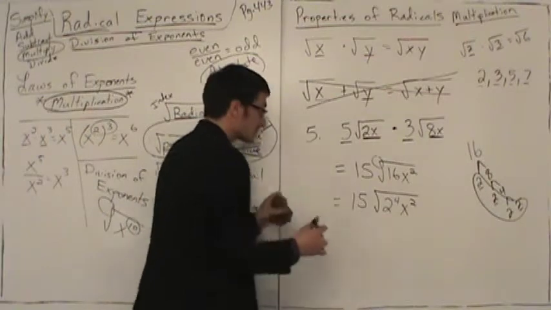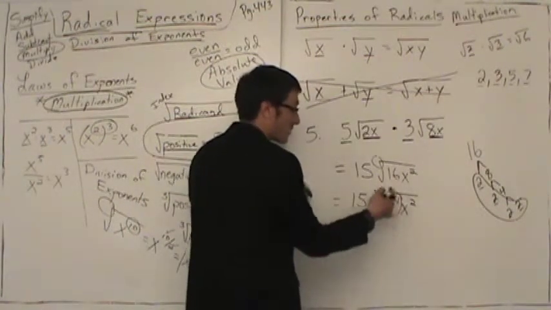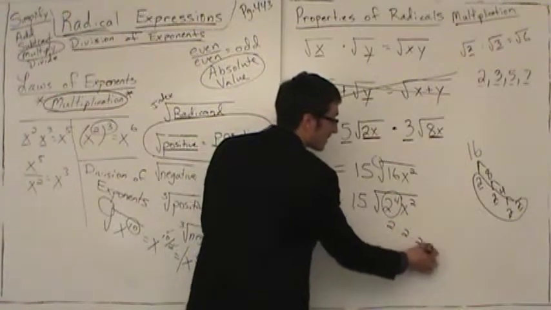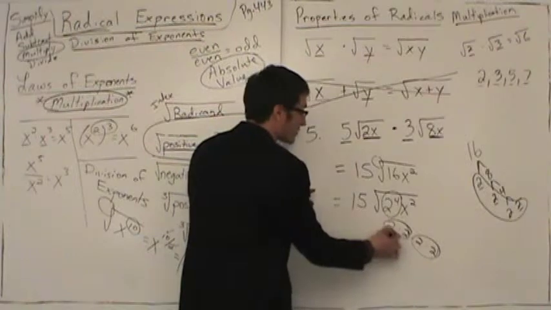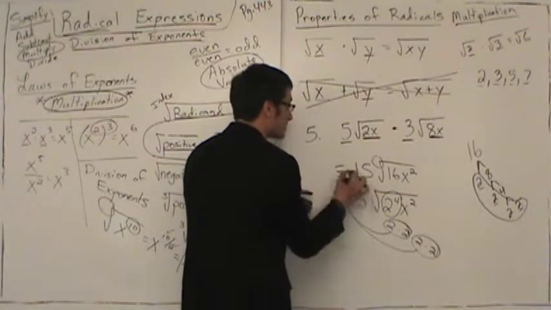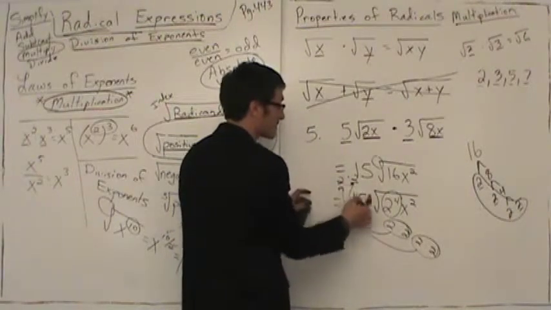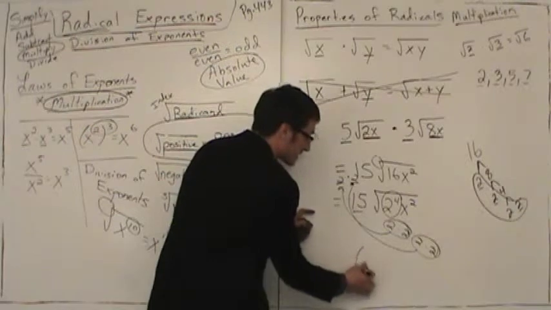Now, taking out your groups, how many pairs are there in 4? We have a total of 4 2's. Okay, how many pairs are there? There are 2 pairs. So each pair comes out. One more time, each pair comes out, becomes a 2. And what do we do with these 2 2's? We multiply them together. 2 times 2 is 4. Then we multiply by the 15 that's already out there. 4 times 15 gives 60.